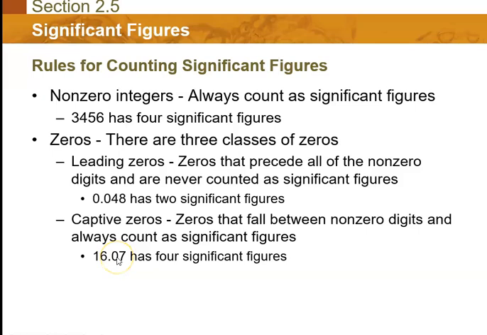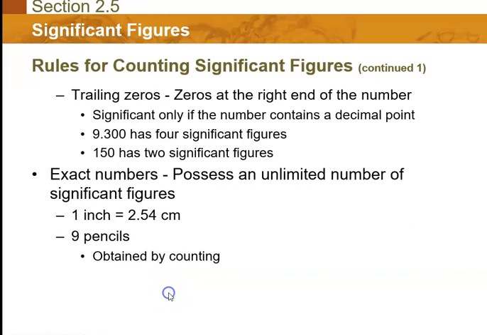Captive zeros. Zero is a number, so therefore it does count, it is significant. You measured the tens place, you measured the ones place, you measured the zero, it just happened to be a zero in the tens place, and then the 700ths is your estimate or guesstimate of what that digit would be. Trailing zeros only count if there is a decimal point. Otherwise, they are considered placeholders.